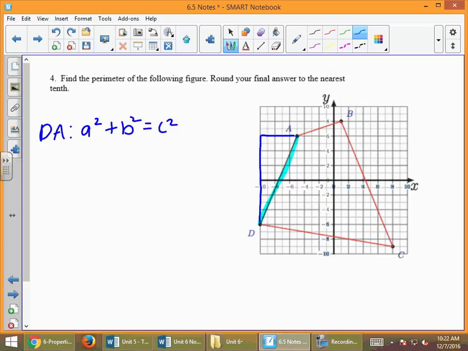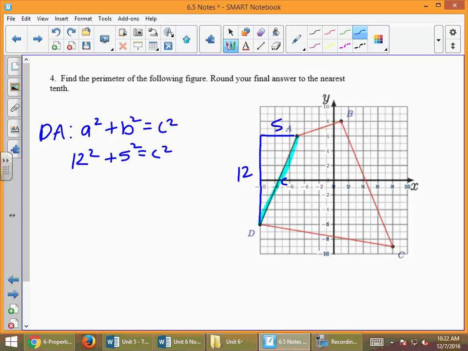Leave yourself some room to work as well. Yep, 12. So this guy's 12. What's the distance of this one? 5. So there's those legs of the triangle. Again, we're always finding our C. So you just plug it in. 12 squared plus 5 squared equals C squared.